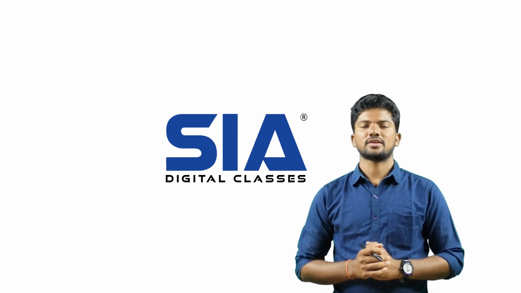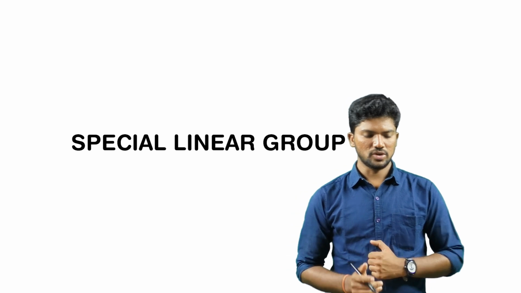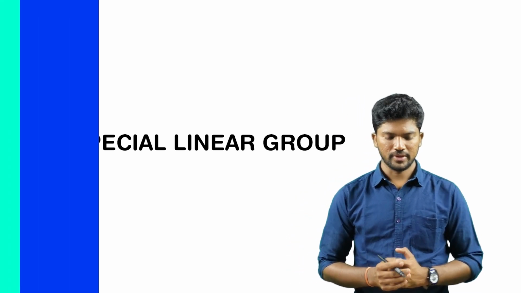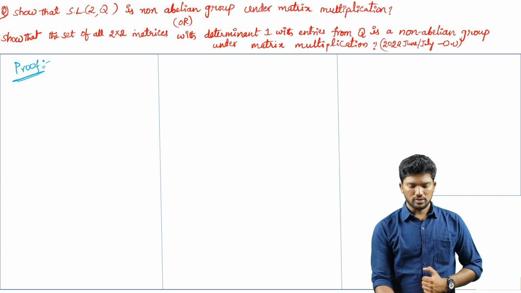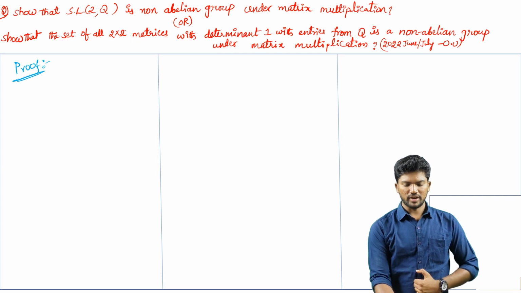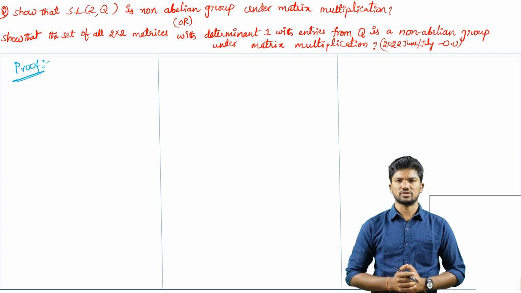In this lecture, we are going to discuss the special linear group. Okay, so let's see the theorem. Show that the special linear group of 2 by 2 matrices over rational numbers is a non-abelian group under matrix multiplication. That is the first question.